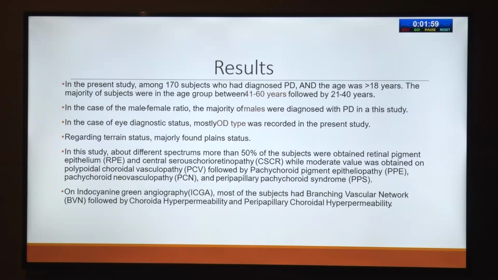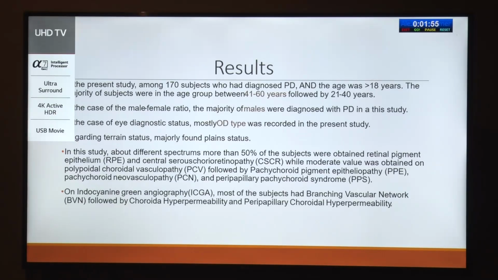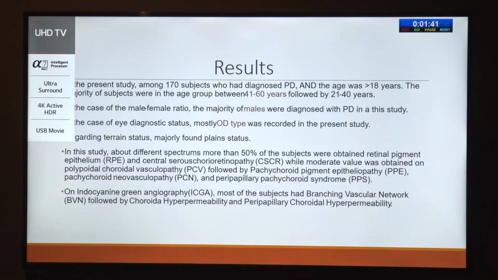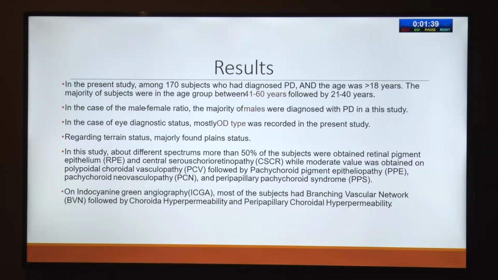In the present study, out of 170 patients diagnosed with pachychoroid disease who were more than 18 years, the majority were in the group of 41 to 60 years. Most of the patients were male, and the right eye was involved in most patients. Regarding terrain status, the majority were from the plains.